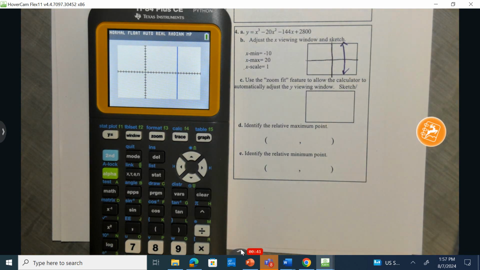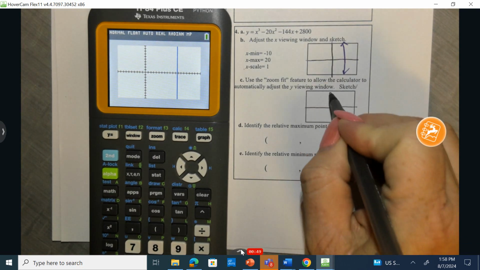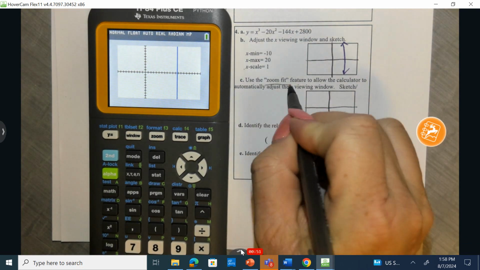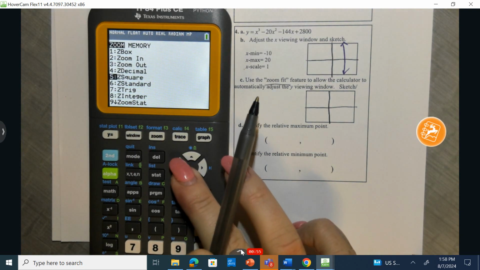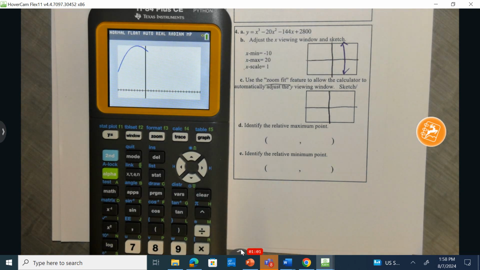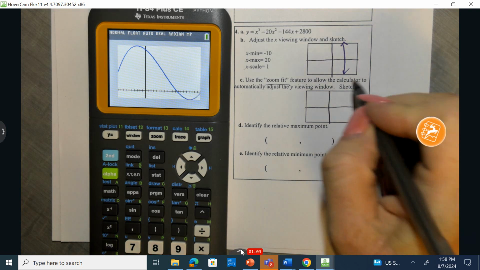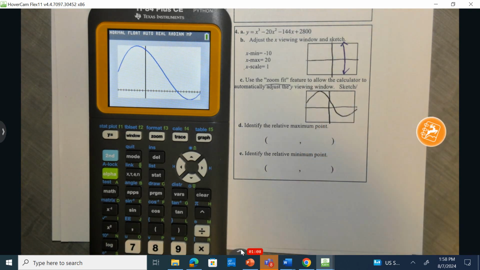Now it says use the zoom fit feature to allow the calculator to automatically adjust the Y viewing window, and we're going to sketch it back into this position. So where do I find the zoom fit? We're going to go up to zoom, and then the zoom fit is all the way down to 0. Here is zoom fit. So again, I hit zoom and then I hit 0. And this is what I'll sketch, exactly what I see. So it comes here and back over again.